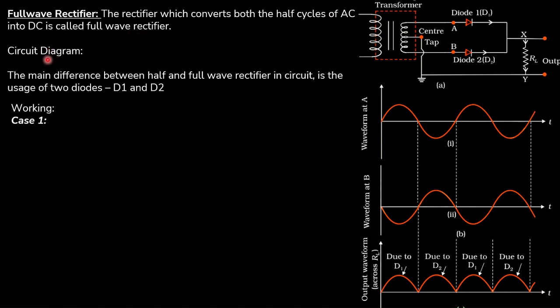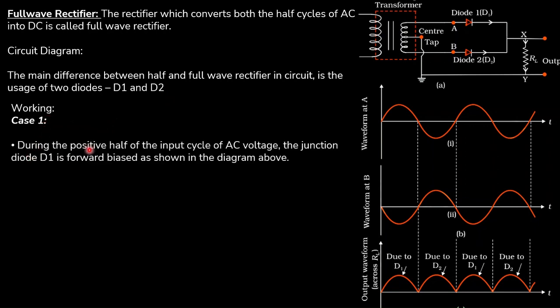Let us see what are the changes in the circuit diagram. The main difference between a half wave and full wave rectifier in the circuit is the usage of two diodes. So in a full wave rectifier, we will be using two diodes, that is D1 and D2. Let us see how this full wave rectifier works.